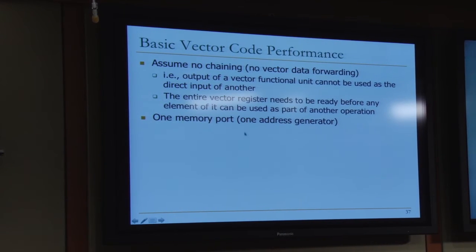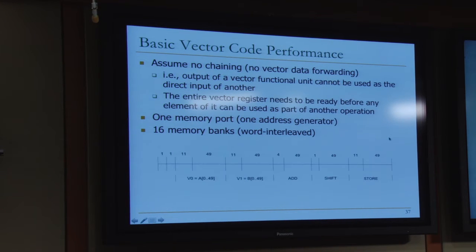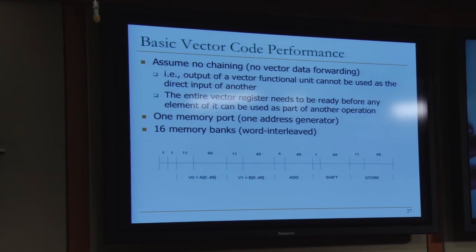And we're going to assume one memory port, one address generator. But we're going to assume 16 memory banks, and we're going to interleave with words. Basically, consecutive elements go to consecutive banks. And this is the execution time of this code, if you do this. Basically, it's in order, totally. There's no overlapping. And basically, you just add up these things, right?